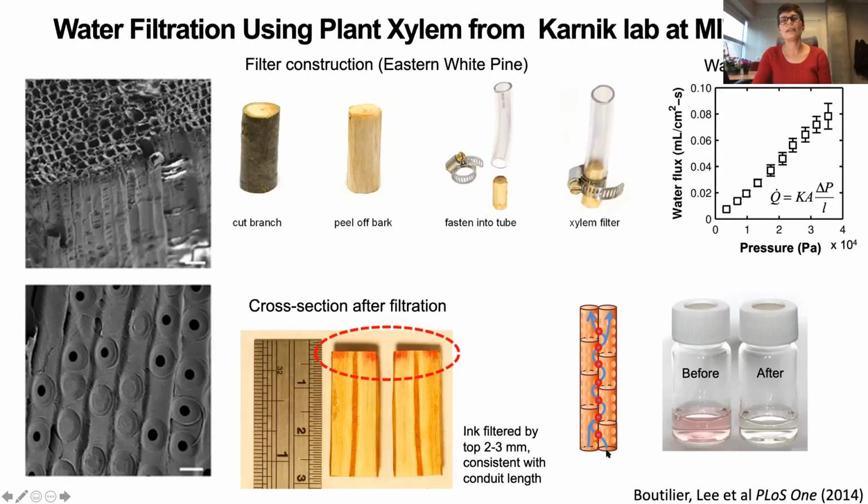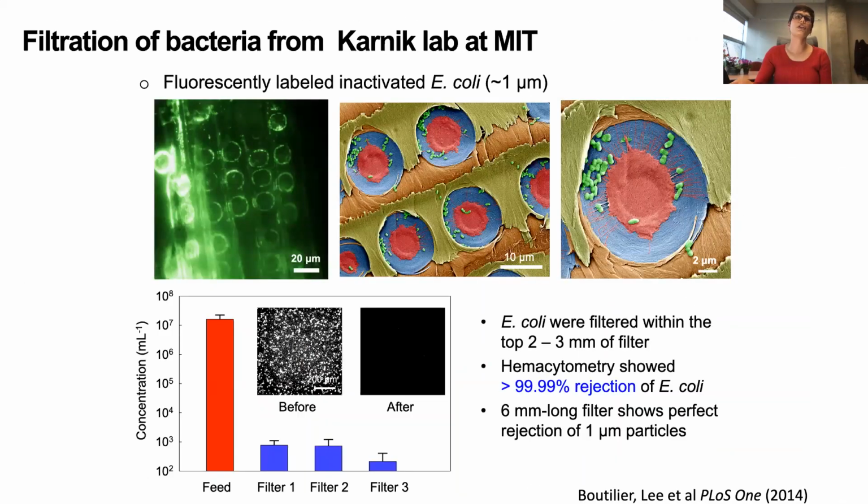And I'm not going to go into a lot of detail, but the water percolates through these small holes that you see on the tree trunks, in the xylem of the trunk of the tree. And he's showing an example of what it does in terms of microbial contamination. So he's able to filter out E. coli very effectively. And again, it doesn't need a lot of material.